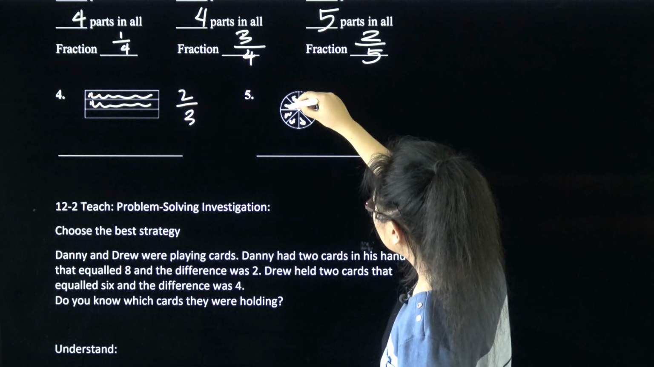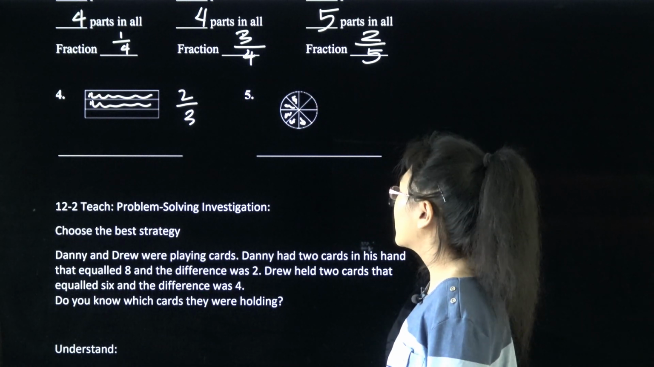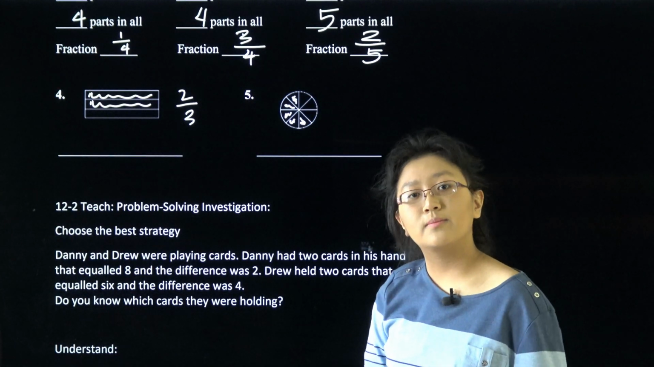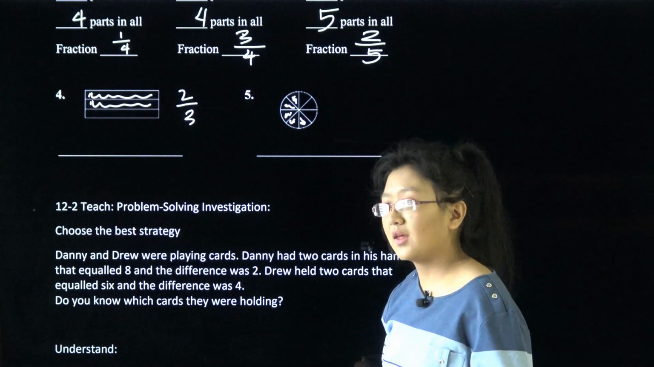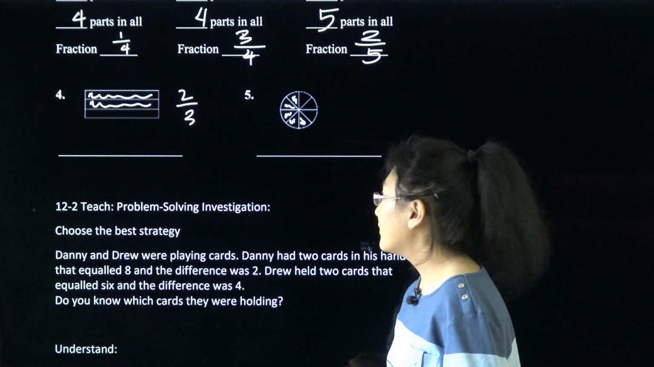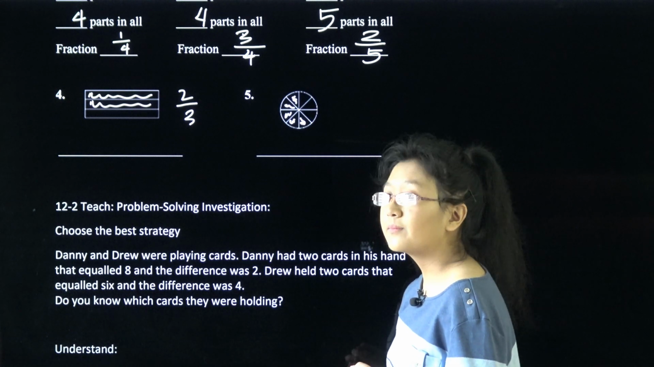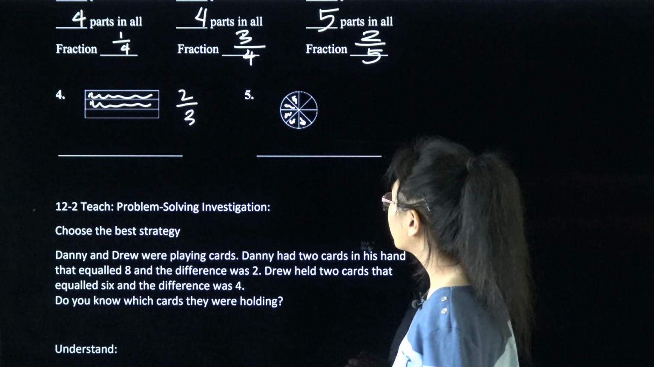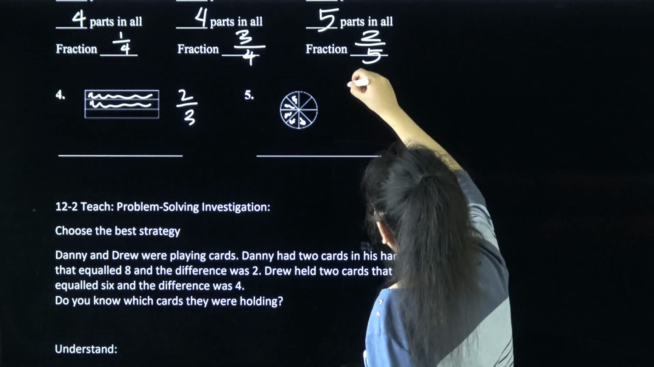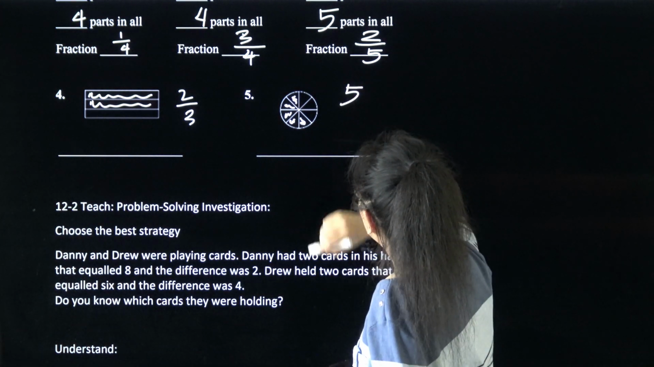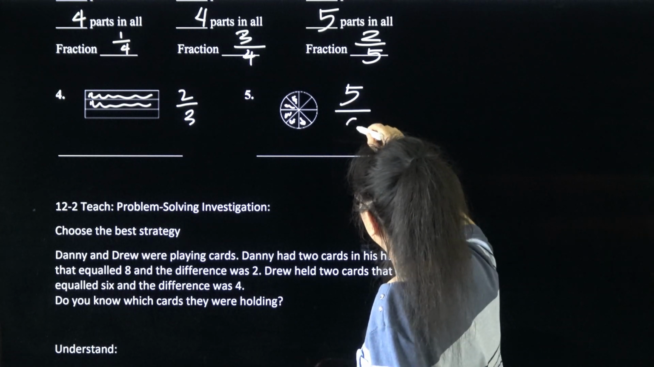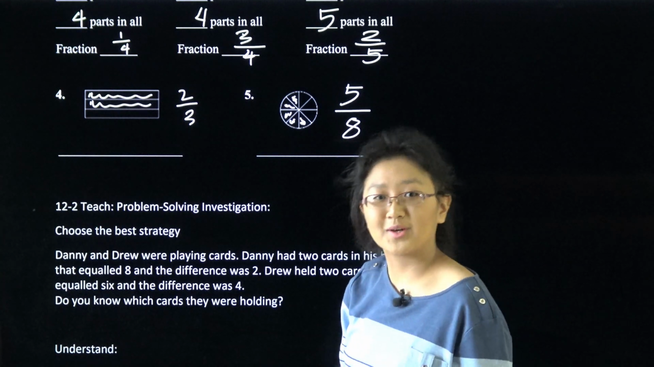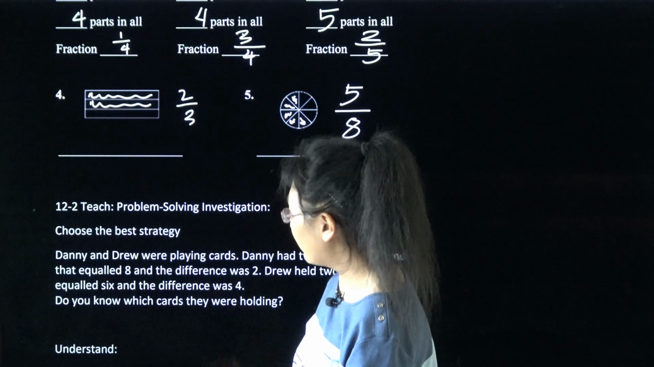There's 1, 2, 3, 4, 5 parts that are shaded, and 1, 2, 3, 4, 5, 6, 7, 8 parts in total. I'm going to give you guys a little bit of time to solve it. So there's 5 parts that are shaded and 8 parts in all. So 5 over 8 is the answer. We're done section number 1. That was quick, wasn't it? Now we move on to section number 2.